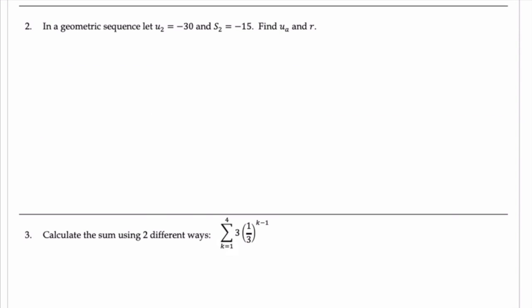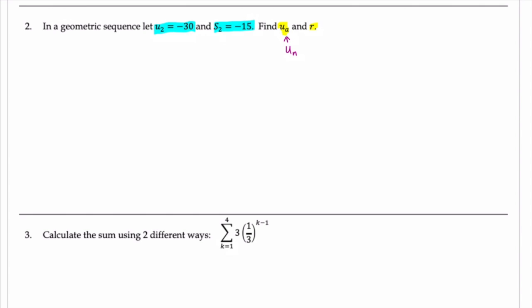Number 2. In a geometric sequence, let u sub 2 equal negative 30 and s sub 2 equal negative 15. Find u sub a and r. For this problem, they want us to do 2 things. We need to find the common ratio, and u sub a is really what we know to be as u sub n. So we want a formula that we can use. They gave us the second term and the sum of the first 2 terms.